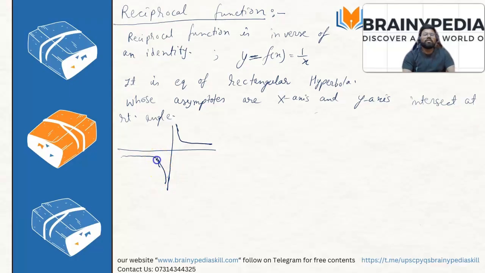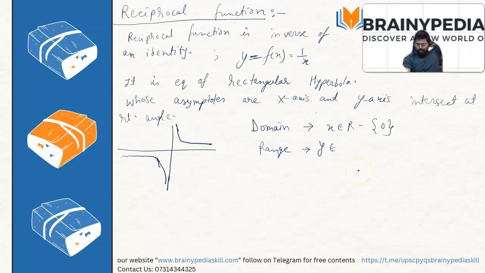Okay. This is your diagram for the function y equals f of x equals 1 by x. So x can't be 0. Okay. So the domain is x belongs to R minus {0}, and the range also cannot be 0, so y belongs to R minus {0}. This part you should remember, okay?